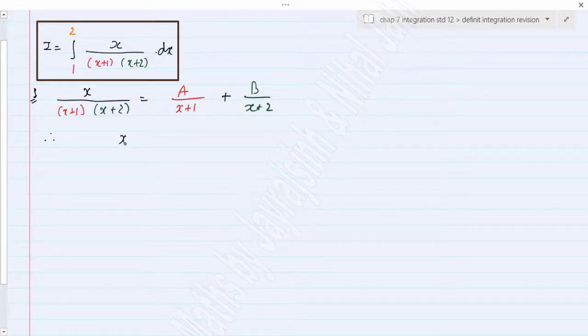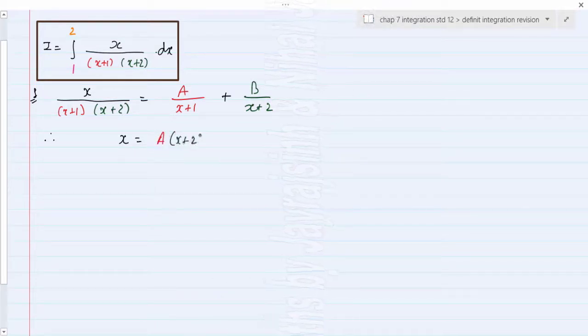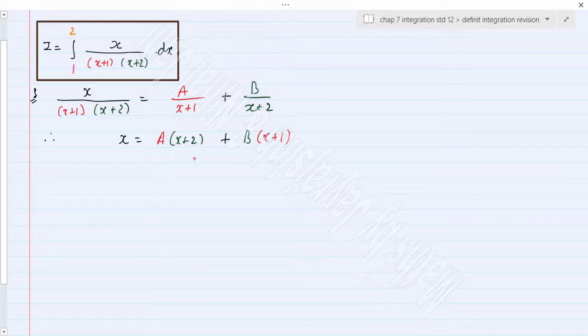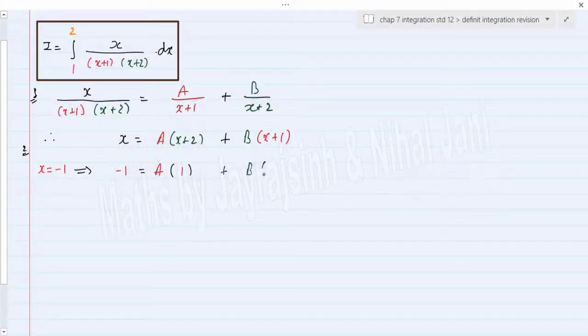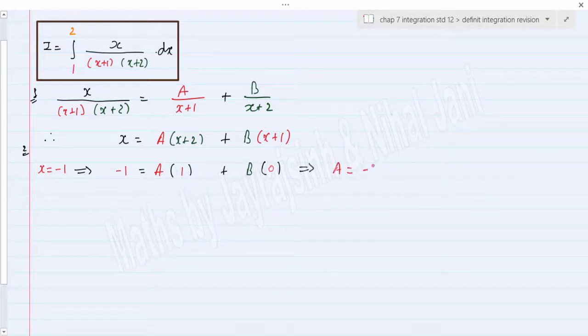So let's take LCM. Left side will be x, and on right side a into x plus 2 plus b into x plus 1. Now we are ready for the second step, in which we have to assume proper values of x to find a and b. To get the value of a, we need to get x plus 1 equal to 0, and for that, we have to take x is equal to minus 1. So our left side will be minus 1 is equal to a into 1 plus b into 0. You can say the value of a is minus 1.